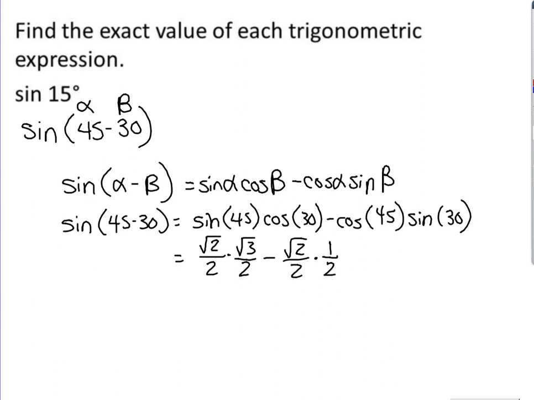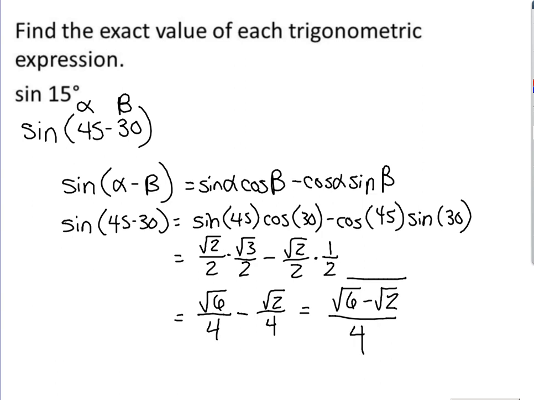Now when you're multiplying radicals, you just multiply the numbers that are inside the radicals together. So radical 2 times radical 3 gives me radical 6. 2 times 2 gives me 4. 1 times radical 2 is just radical 2. And 2 times 2 gives us 4. Since the denominators are the same, we can go ahead and do our subtraction as needed. You cannot subtract the two radicals if they are different numbers inside the radicals. So we're just going to write this as radical 6 minus radical 2 all over 4.